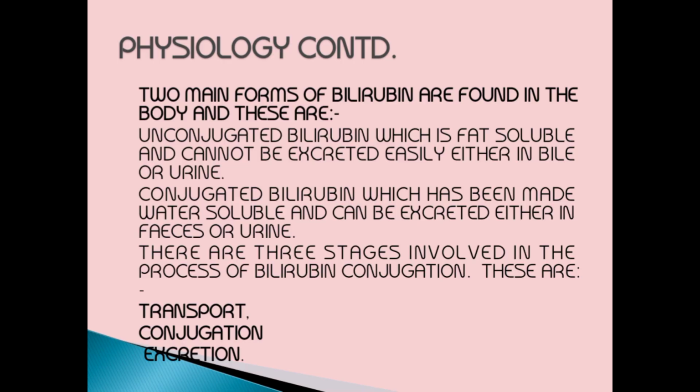So now, there are three stages involved in the process of bilirubin conjugation. Note that these factors in other notes may not be present, but it is very important for your own knowledge to note the normal physiology of bilirubin conjugation. So the three factors important in the normal conjugation of bilirubin are the transport of bilirubin, the conjugation of bilirubin, and also the excretion of bilirubin.